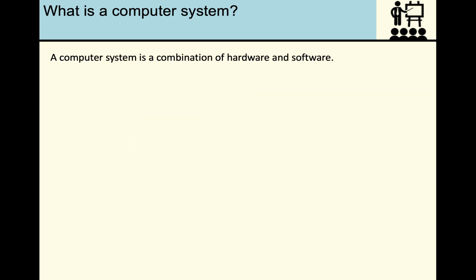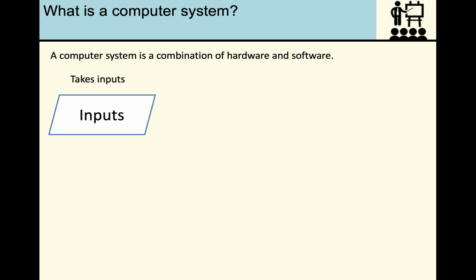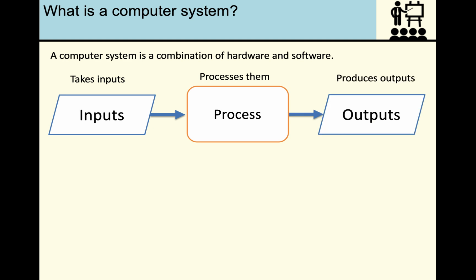So firstly, let's start off with the question, what is a computer system? And you probably would have been asked this in year 7. And we're going to build on the basics and go right through to the real nitty-gritty details of how a computer system works. So a computer system is a combination of hardware and software. So hardware, the physical components that you can touch, and software, the programs. And that hardware and software takes inputs, processes them, and produces outputs.